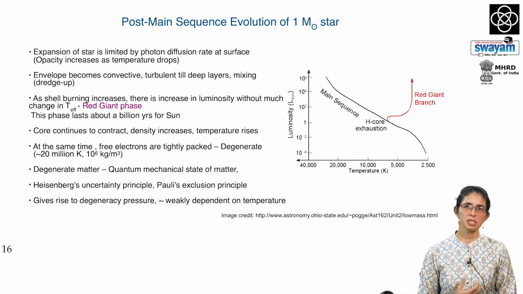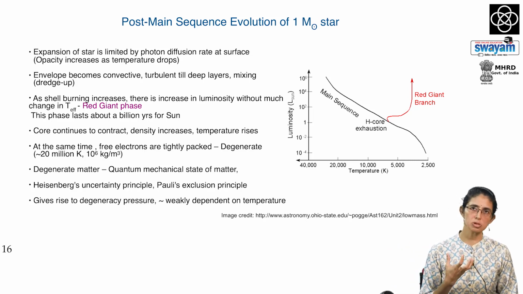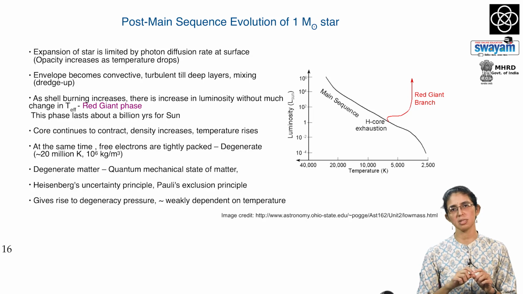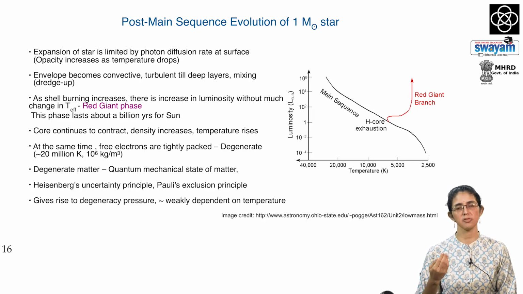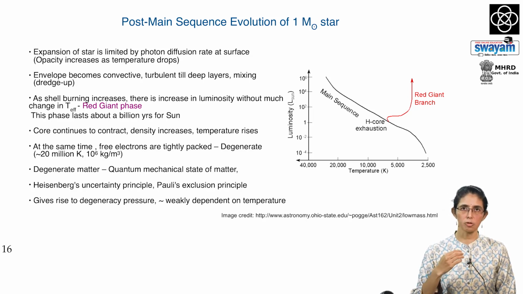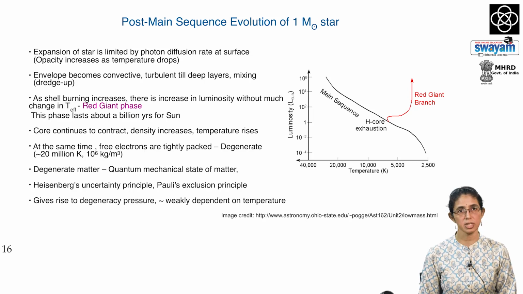What happens at the core? At the core, the helium core continues to collect more and more ash from the hydrogen burning shell. When I say hydrogen burning shell, I actually mean the fusion of hydrogen. The product of the fusion of hydrogen is helium, which is added continuously to the core. It contracts, the density starts becoming so high, but the temperature is not very high. The temperature is still of the order of 20 million Kelvin.